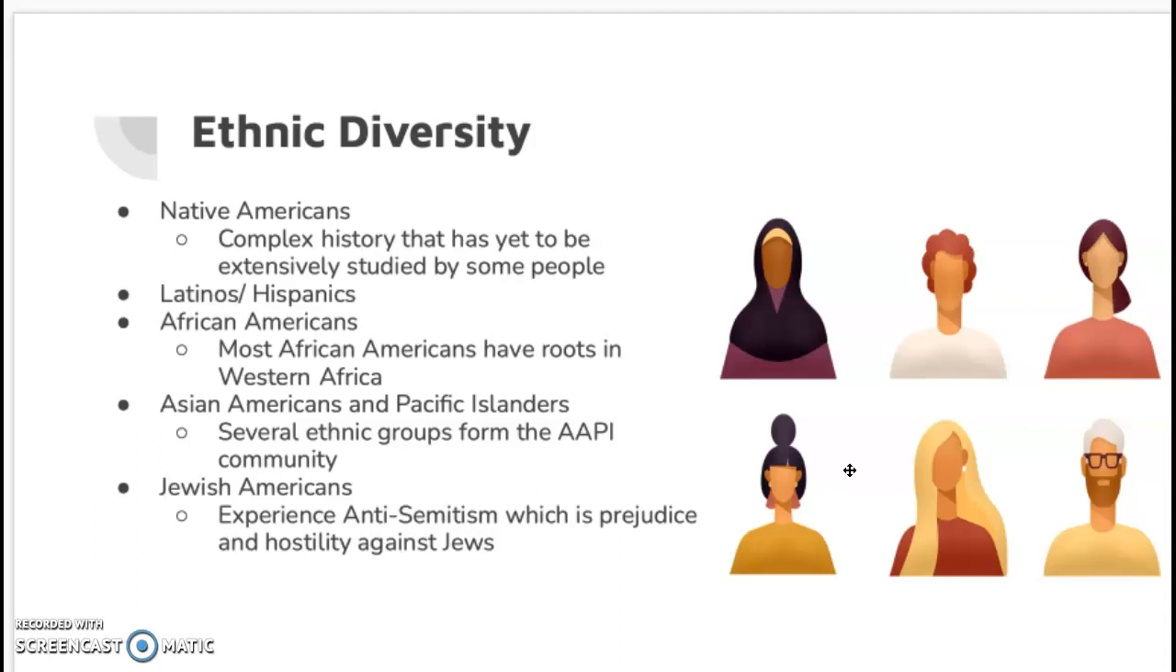Latinos and Hispanics also have a very complicated history. They were also colonized, and so forth. Their community is very diverse, along with Asian American and Pacific Islanders. That community has several ethnic groups that form it. I can just list off a few because there are definitely a lot of them.